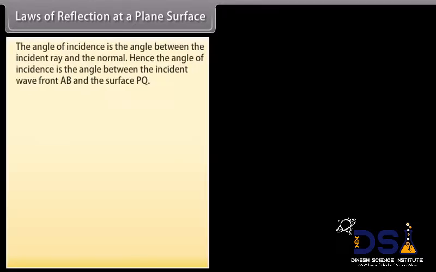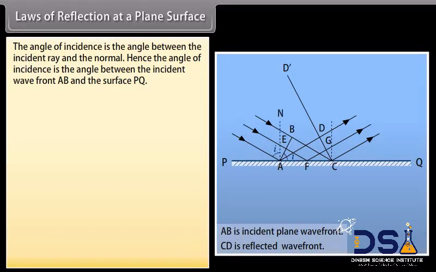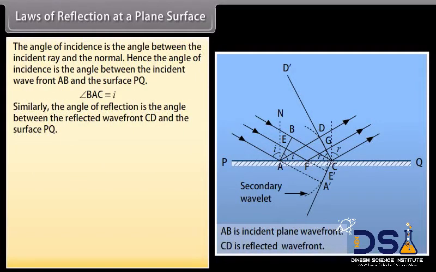Laws of reflection at a plane surface. The angle of incidence is the angle between the incident ray and the normal, but the ray is perpendicular to the wavefront and the normal perpendicular to the surface. Hence, the angle of incidence is the angle between the incident wavefront AB and the surface PQ. Similarly, the angle of reflection is the angle between the reflected wavefront CD and the surface PQ.